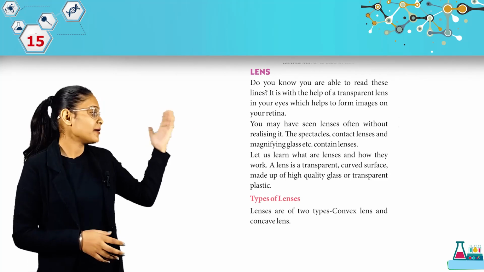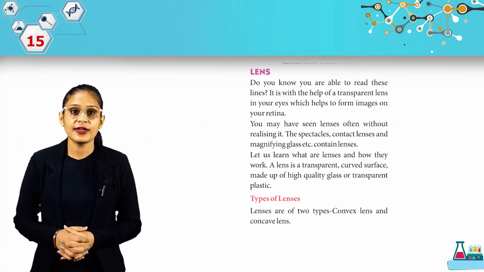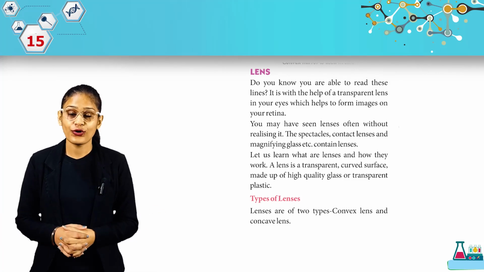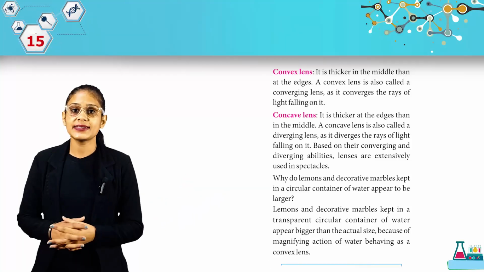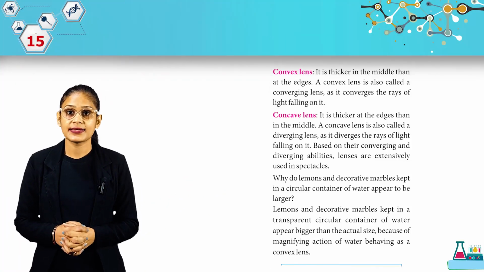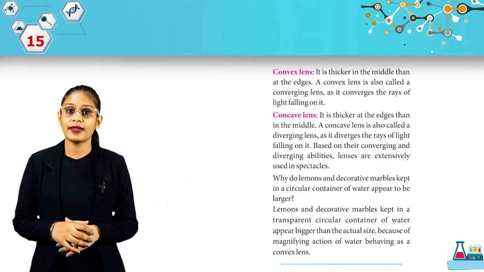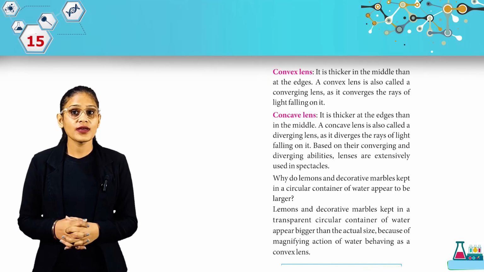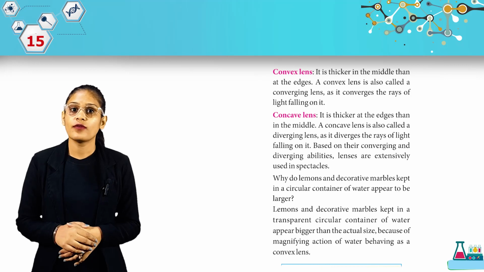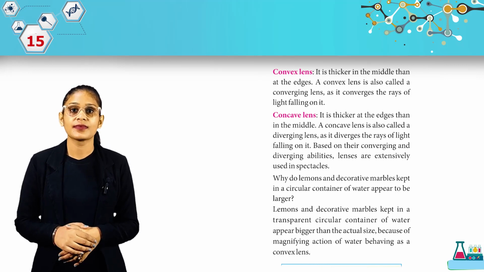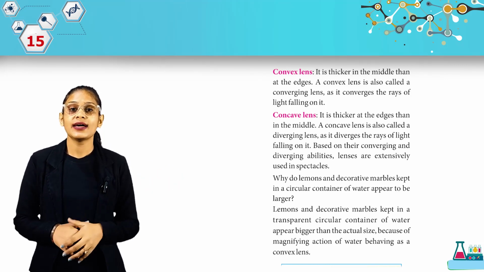Now we have types of lenses. Lenses are of two types, convex lens and concave lens. Here first we have convex lens. It is thicker in the middle than at the edges. It is thicker in the middle than at the ends. A convex lens is also called a converging lens as it converges the rays of light falling on it. So students, convex lens is a converging lens.